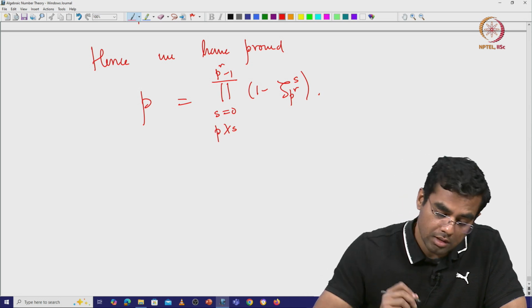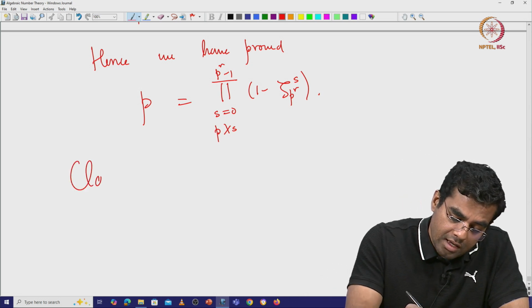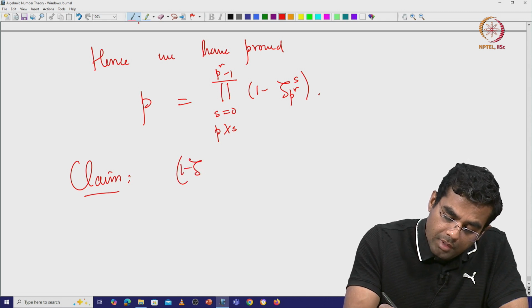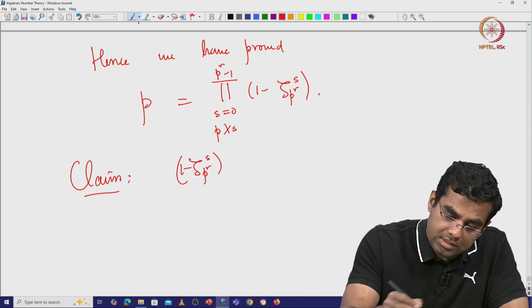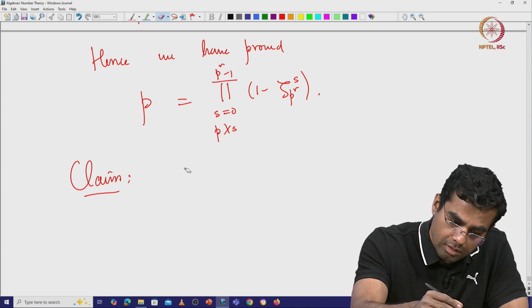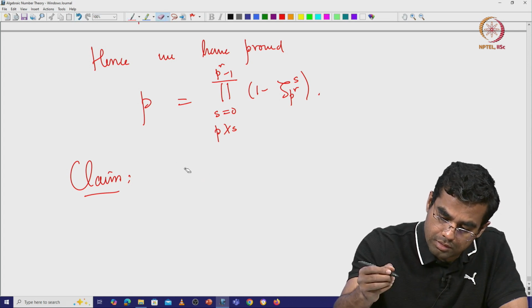Right. All right. So, now my next claim is that the ideal 1 minus zeta p to the r s, let me write it properly. Oops.